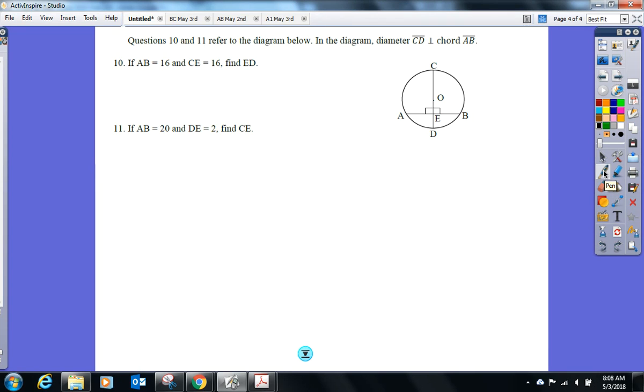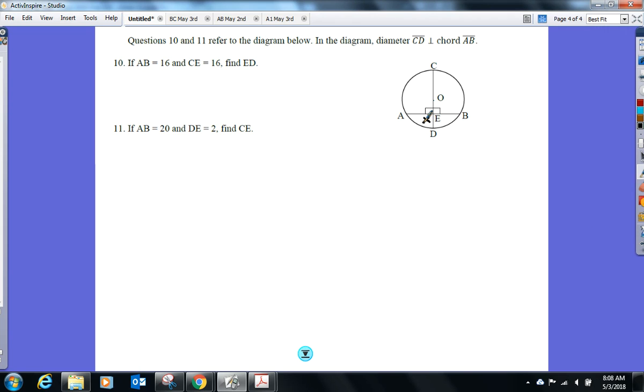AB 16, CE 16, find ED. Got it. Can somebody apply a theorem right now? That's going to help me out. Shad? Diameter perpendicular to a chord, what's it do to the chord? Bisects it. So if chord AB is 16, AE will be 8, and EB will be 8. And it's telling me CE is 16.